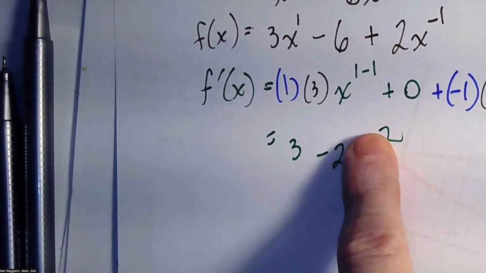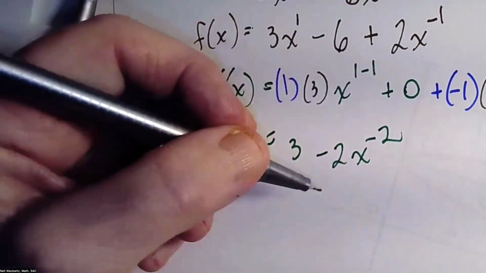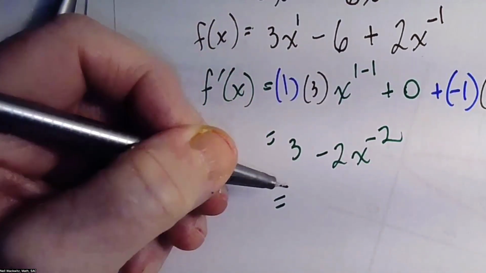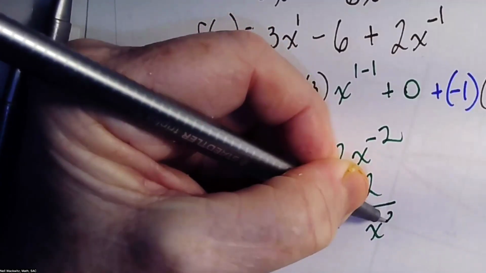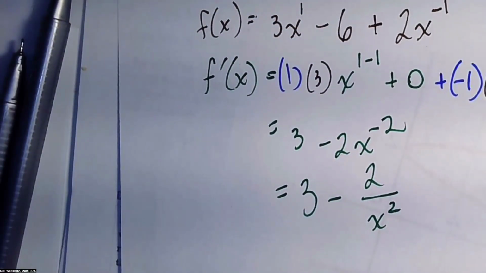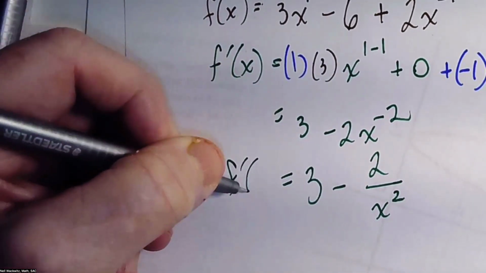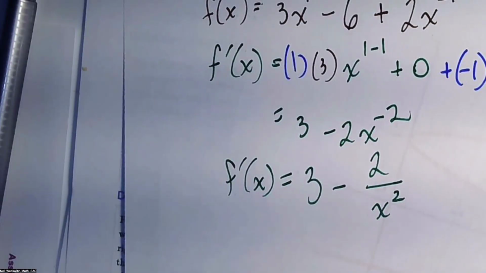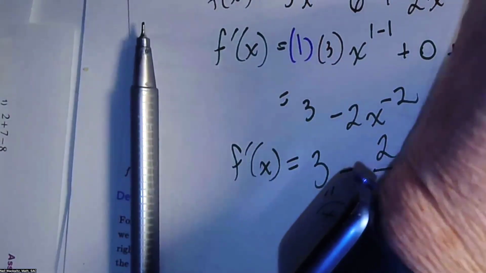And now let's write this second term using fraction notation. So this is 3 minus 2 over x squared. This is f prime of x using the power rule. Now let's use the product rule.